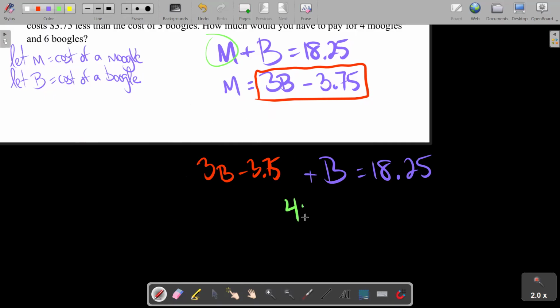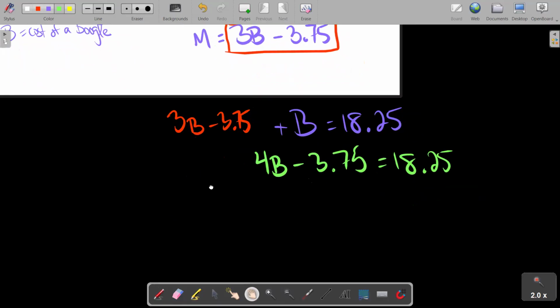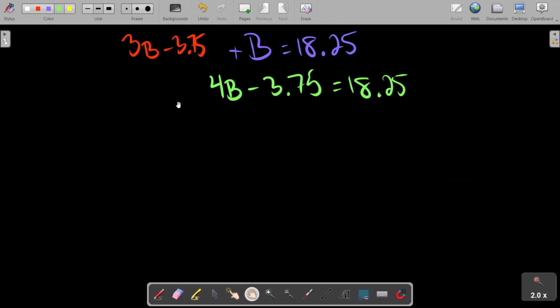Now, at this point, I just want to show you, I want you to feel proud of yourself. You do not need a calculator. If you add $3.75 to both sides, add them in pieces. What's 18 plus 3? 21. And then add the spare change. What's 25 cents plus 75 cents? That's a whole buck, right? So we have, well, $22.